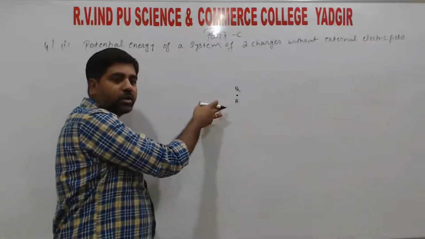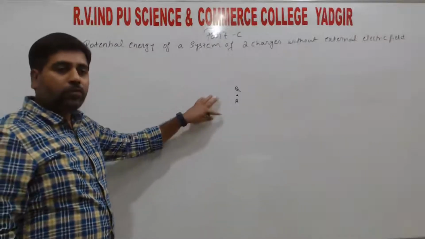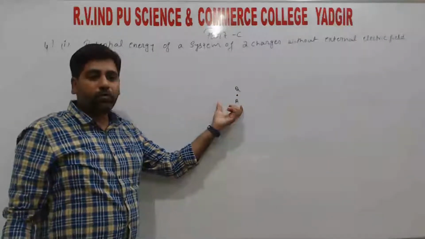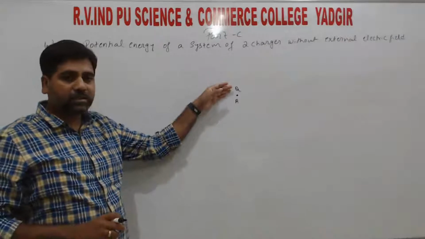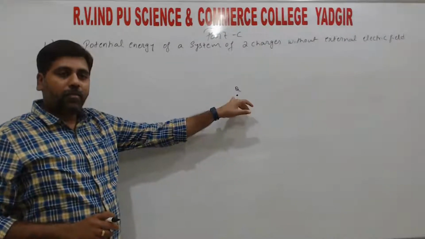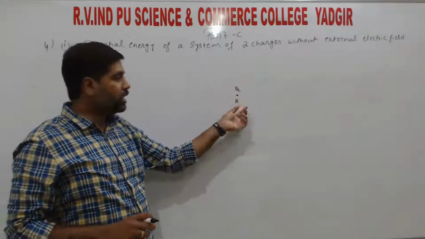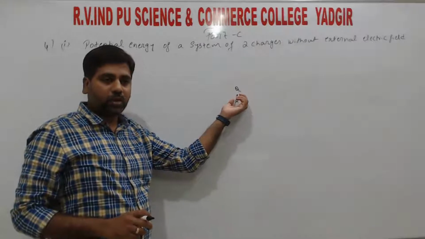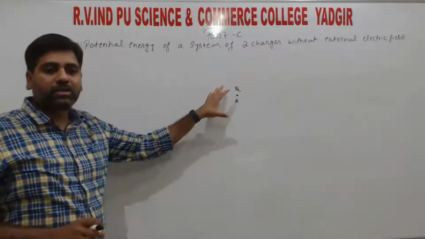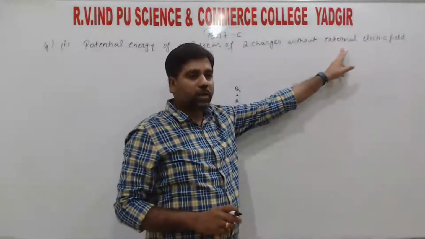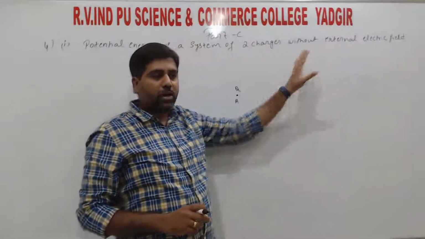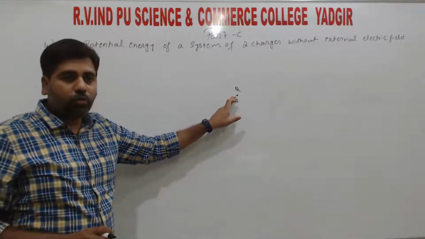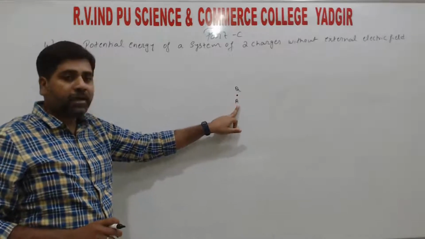No external field means there is no force, and if there is no force, no work is done. The relation for work done is force into displacement. Actually the charge is displaced from infinity to the point A, but there is no force. So the work done in bringing the charge Q1 from infinity to point A is 0, because there is no external electric field, as mentioned in the question.